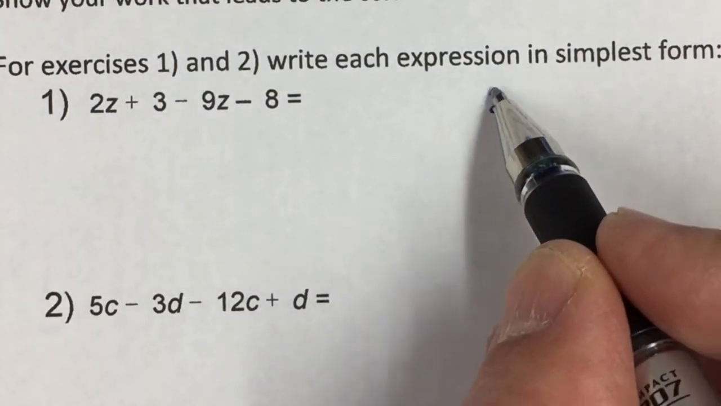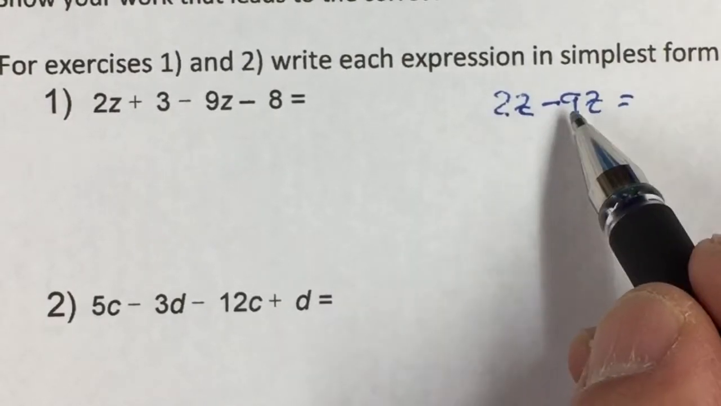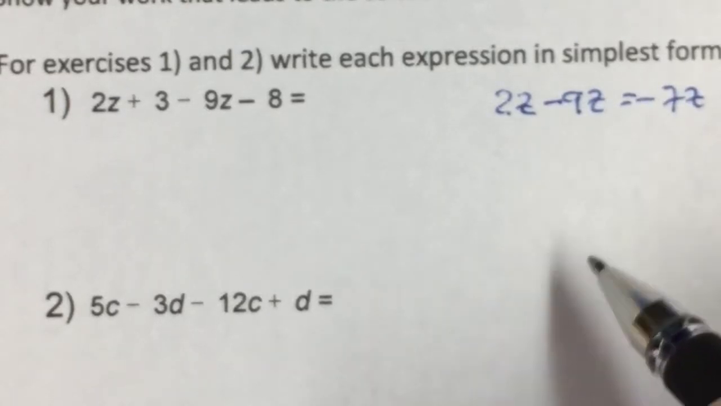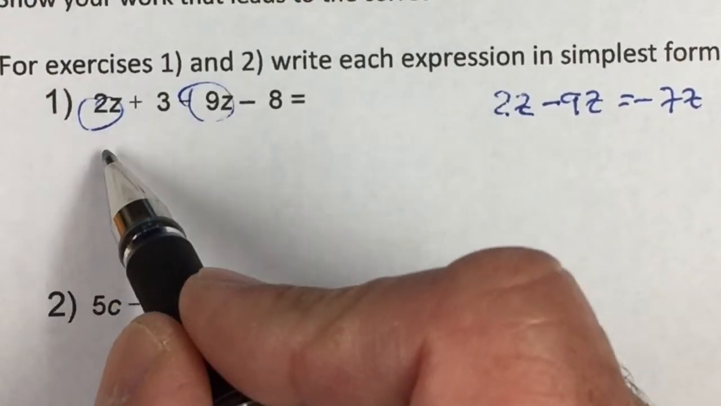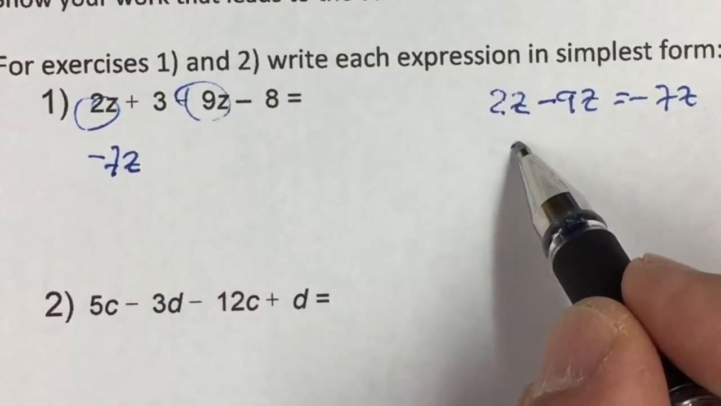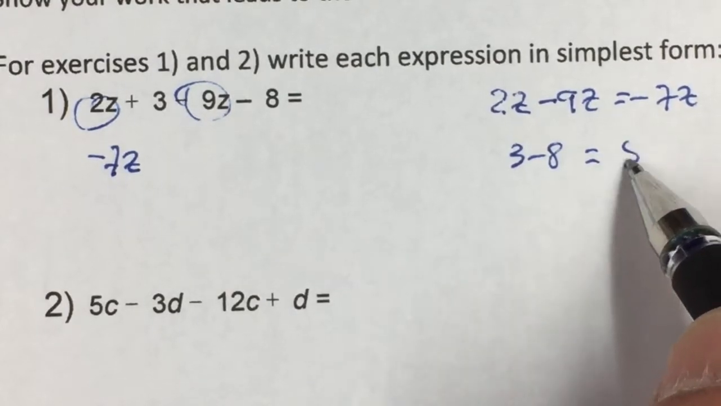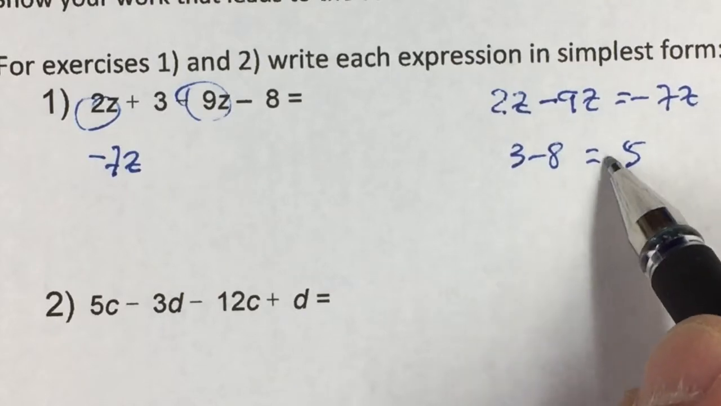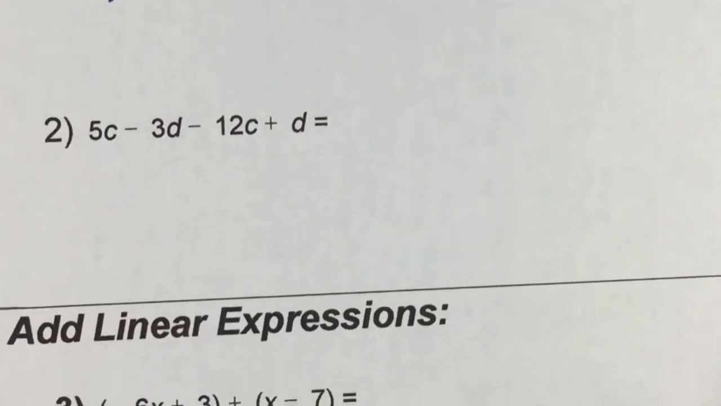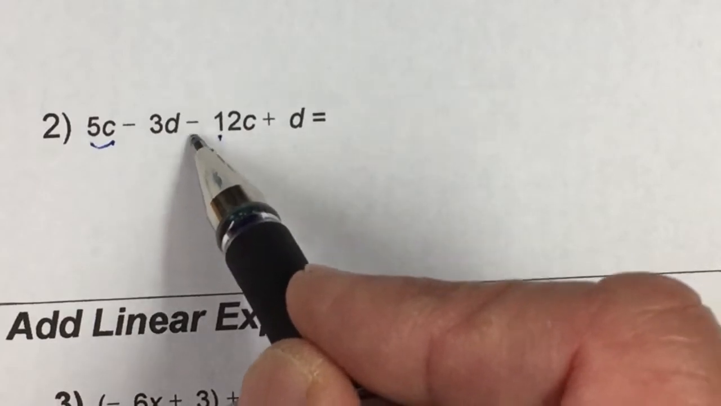So 2z minus 9z is going to be, you have different signs, you're going to subtract, 9 minus 2 is going to be 7z. I keep the sign of the bigger, negative 7z. So this and this one combine, making negative 7z. And now the numbers, 3 minus 8, they have different signs, you have to subtract. 8 minus 3 is 5, and keep the sign of the bigger, negative 5. So negative 7z minus 5.